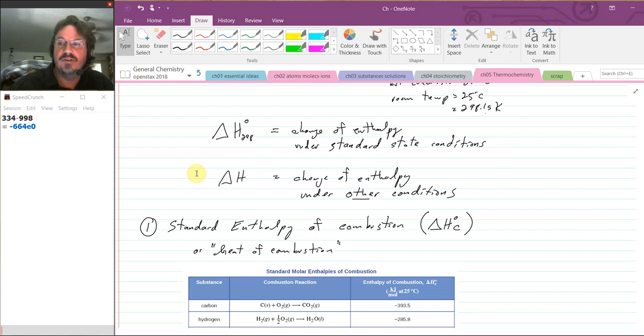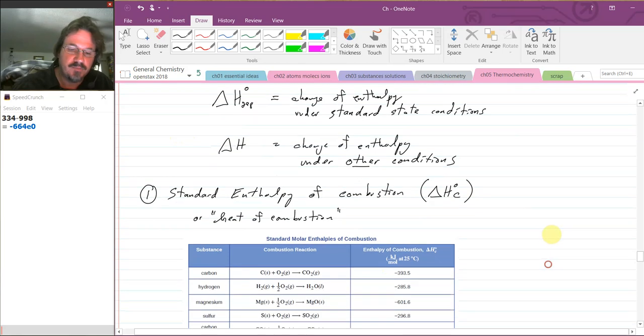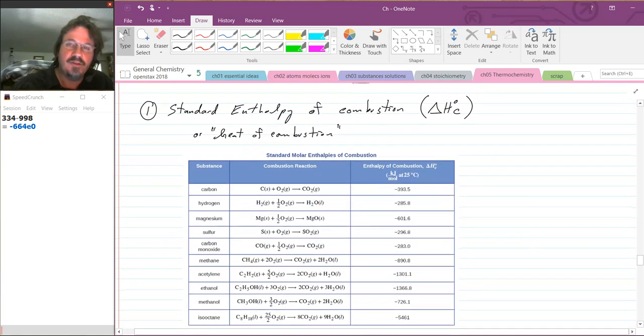Whatever the temperature is, or whatever the pressure, or different concentrations, that's the delta H under those conditions. Right? So we'll very typically see these things listed under standard state, and then we have to make the slight correction.